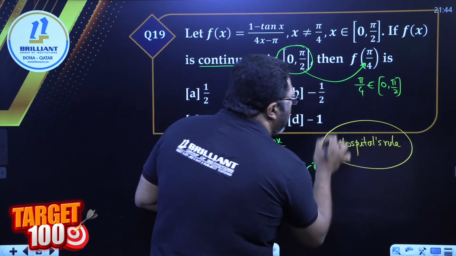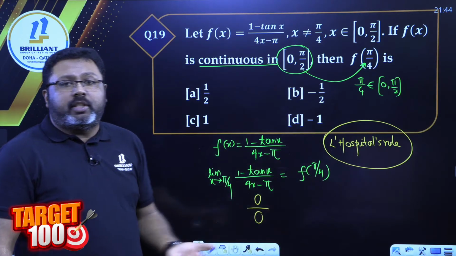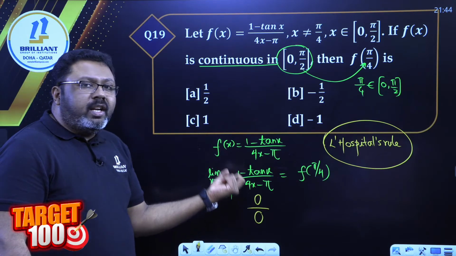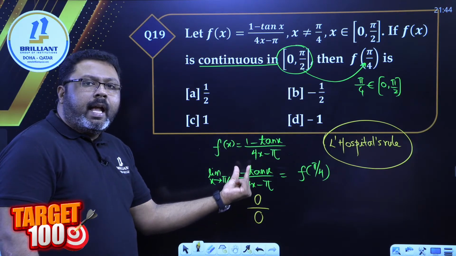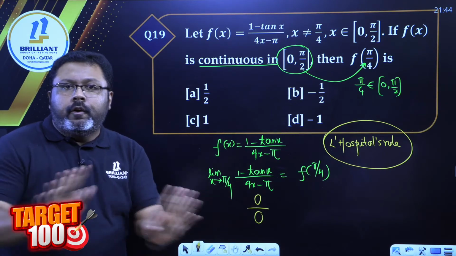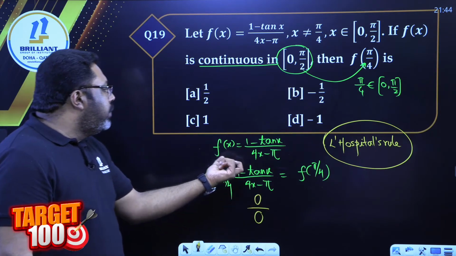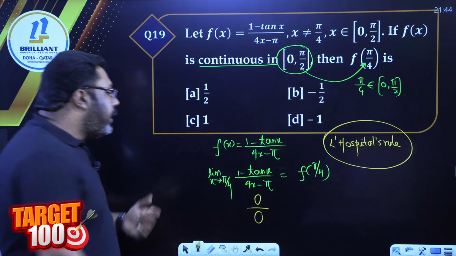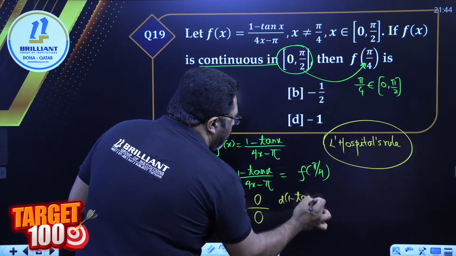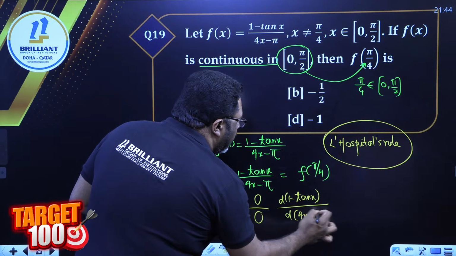Normally it's not taught in CBSE classes, but because it's an MCQ, I can teach it, because you're not going to show the steps. L'Hospital says that find the derivative of the numerator and derivative of the denominator separately. Don't apply quotient rule. No, do not apply quotient rule. Just find the derivative of the numerator and denominator separately. So what's the derivative of 1 minus tan x by derivative of 4x minus pi?